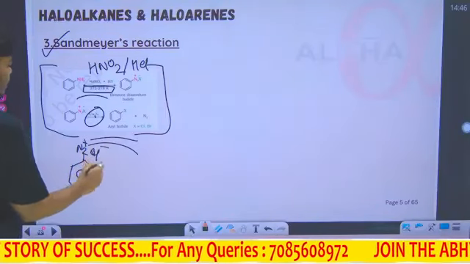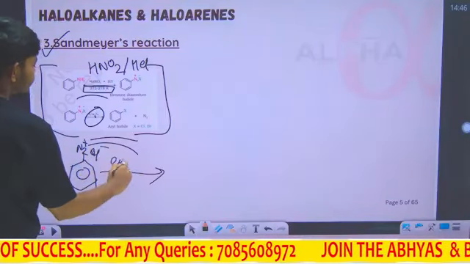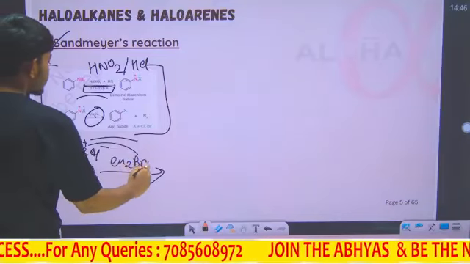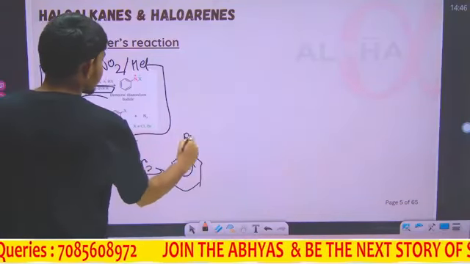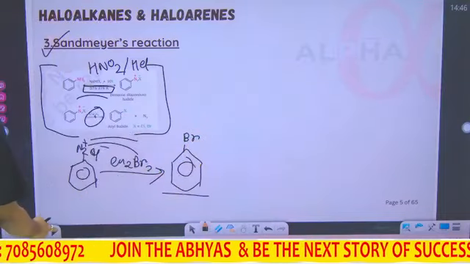So suppose Cl minus is there. You react it with your Cu2Br2. Suppose so, you get this. Br will be added to the benzene. We'll discuss this in a later part.